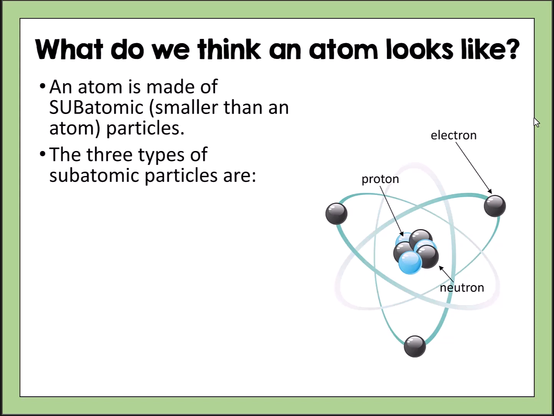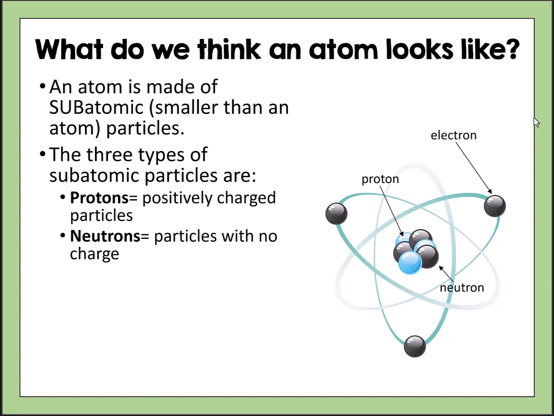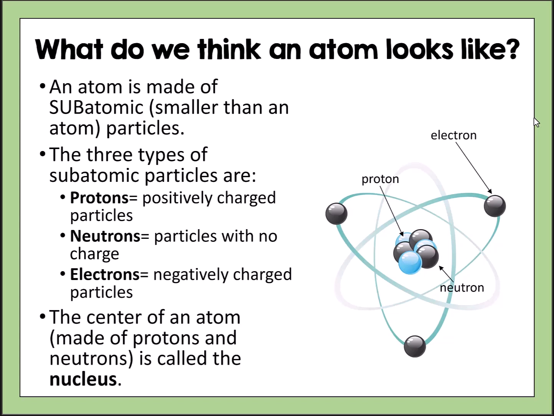And there are three types of subatomic particles. Protons, which are positively charged particles. Neutrons, which are particles with no charge. And electrons, which are negatively charged particles. The center of an atom, which is made of protons and neutrons, you can see it here, is called the nucleus. So this is the nucleus of the atom, made of positively charged protons and neutral neutrons.